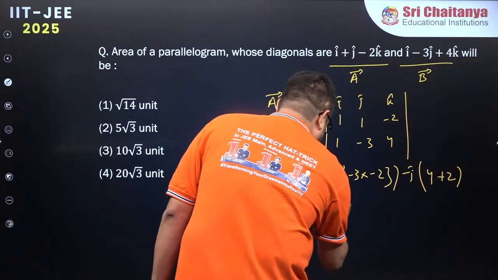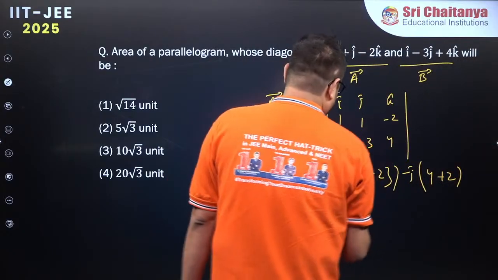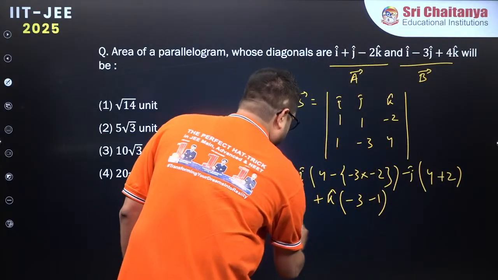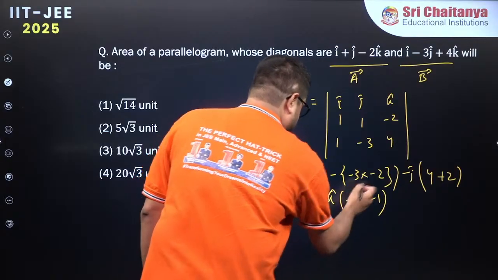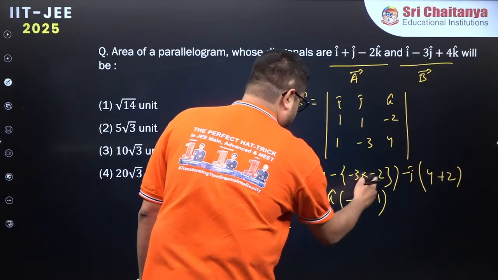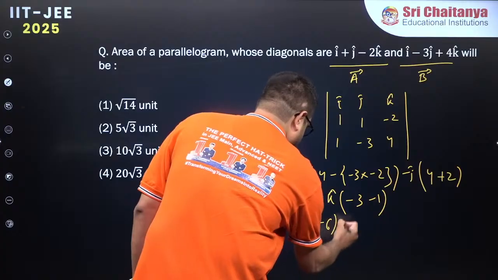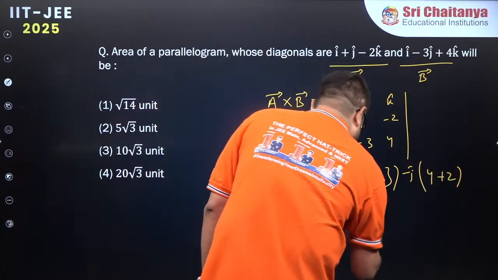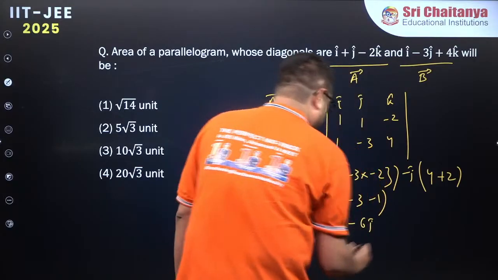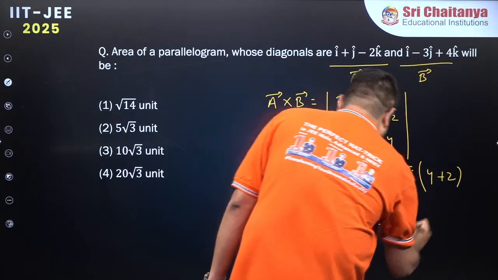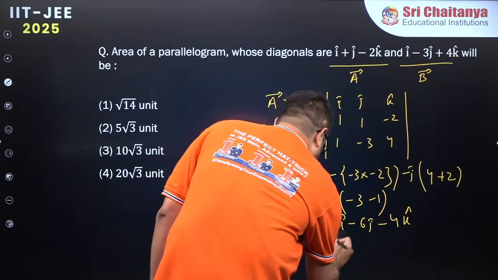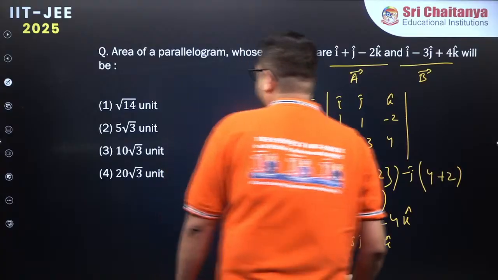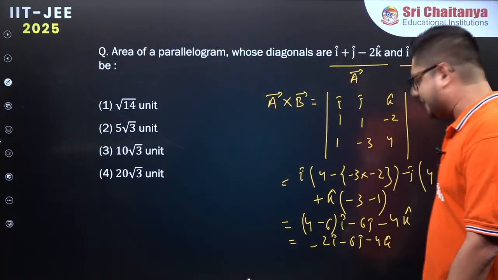And finally, K cap over here. That is going to be minus 3 minus of 1. So what I will be getting over there is 4 minus of 3 to the 6. This was the type of error we did in the previous question. This is going to be 6 minus of 6 J cap. And over here I will be getting minus 4 K cap. So that is minus 2 I cap minus 6 J cap minus 4 K cap. Are you getting this one, everyone? I hope you are getting this value of the vector.